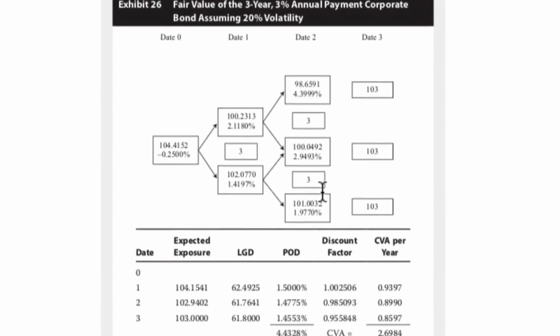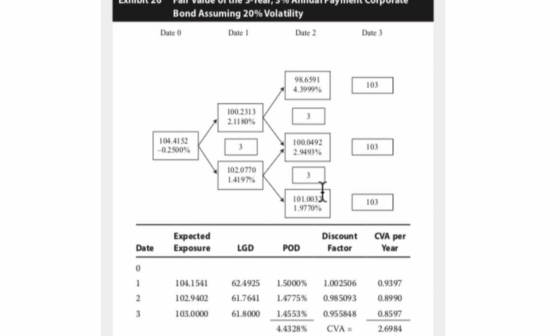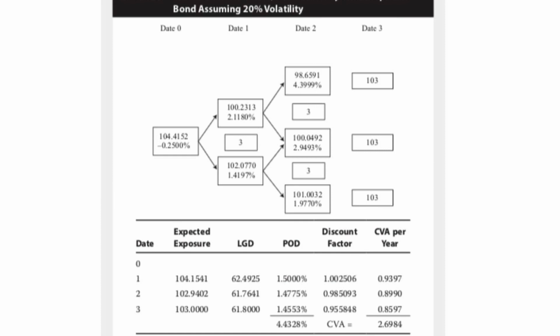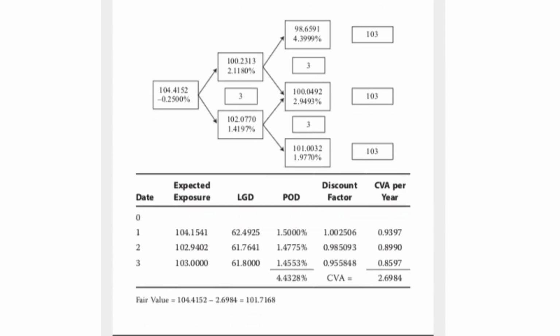The first thing we're going to do is find the fair value of this bond with 1.5% default probability and 40% recovery rate. So here is 104.4152. That's the price of the bond, assuming no default. Then we'll calculate the CVA, which is 2.6984. And if you subtract the two, right at the very bottom here, we have our fair value of 101.7168. So that's assuming 1.5% probability of default, 40% recovery rate.